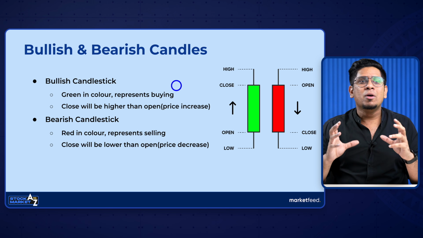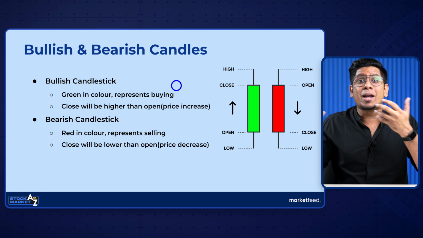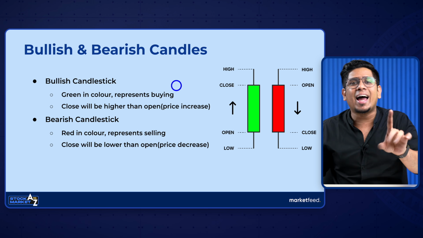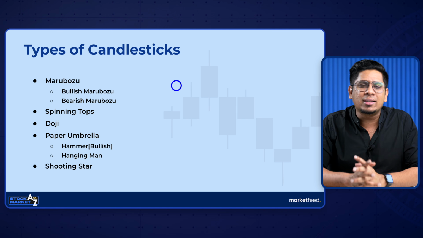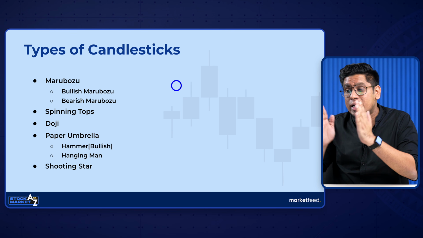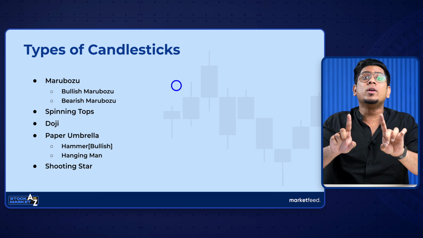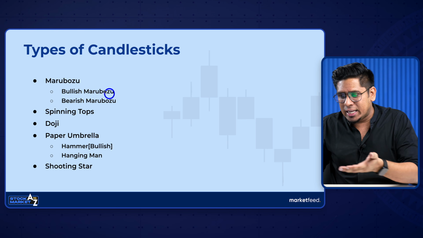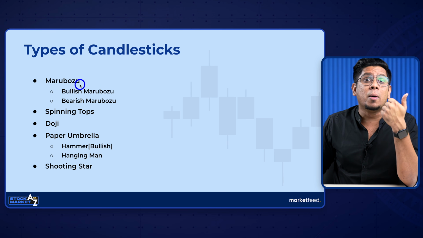So depending on what sorts of wicks and bodies different candles have, there are different candlestick types, and that is what we'll learn next, and that's the last agenda of the video as well. Different types of candlesticks based on the shape and form of their body and wicks. Cool. So if you see here, there are multiple types. The first one is called a Marubozu.